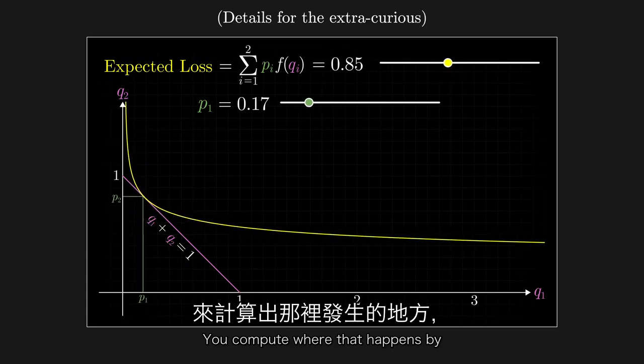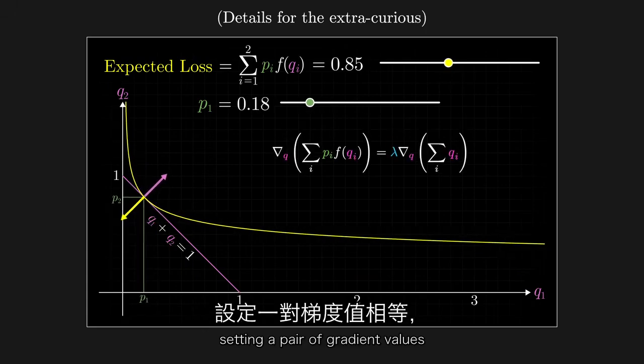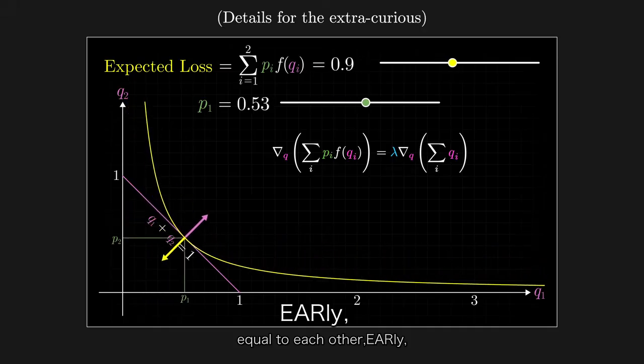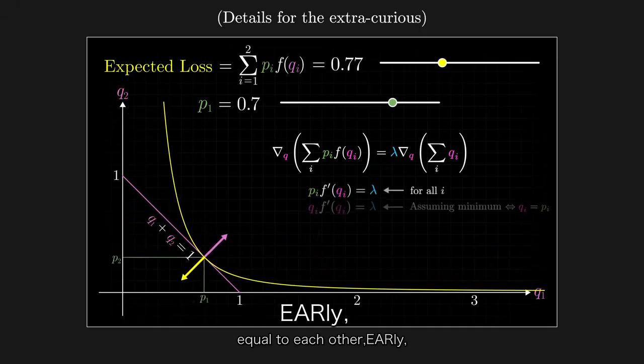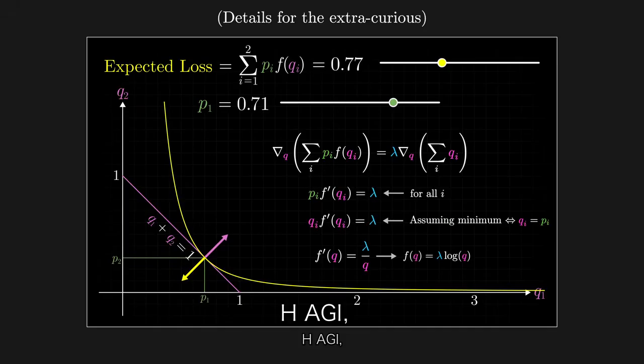You compute where that happens by setting a pair of gradient values equal to each other, and this, for our specific expressions, will boil down to the condition that the derivative of our function f with respect to q has to look like some constant over q, and only logarithms have that property. Again, I pull this up just for the extra curious. The details are not too important.